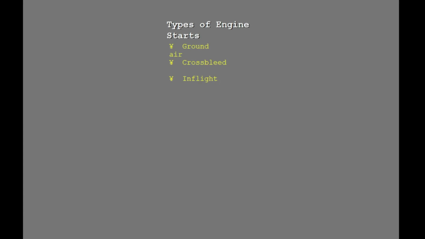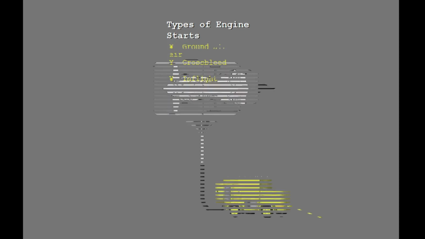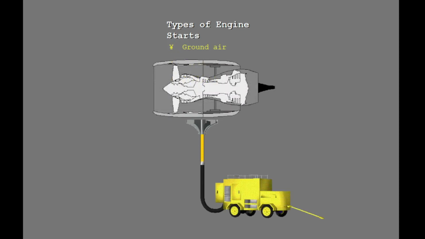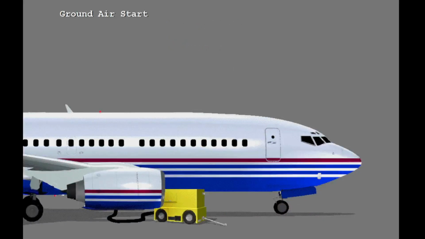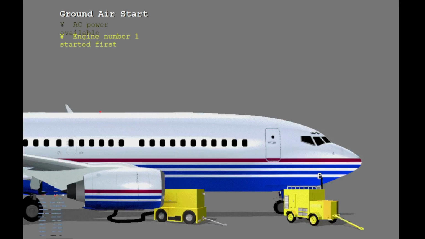There are three other types of engine starts: ground air, cross-bleed, and in-flight. The first type of engine start uses a ground air source to start the engine. The ground air source is connected on the right side of the airplane. AC power from the APU or ground power must be available. In this example, a ground power cart is used. For safety reasons, engine number 1 must be started first because ground personnel and equipment are in the area of engine number 2.